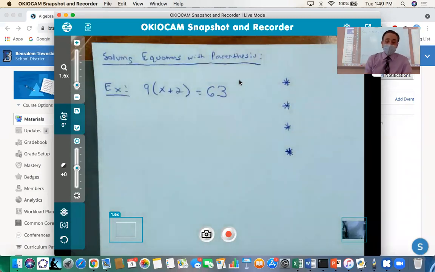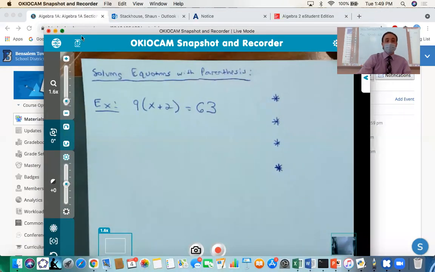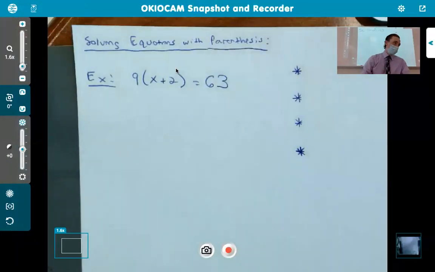So just like yesterday, I'll kind of work through an example on my own. We'll form a list of steps. And then from there, we'll do a couple more examples just to solidify this process for us. And then we'll move on to the ALEKS assignment. Sound good? Okay. The first thing that we should notice is that we have parentheses in our equation.